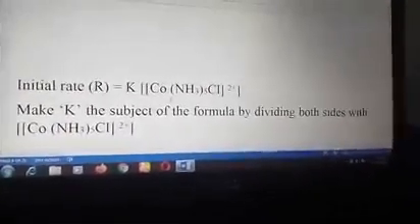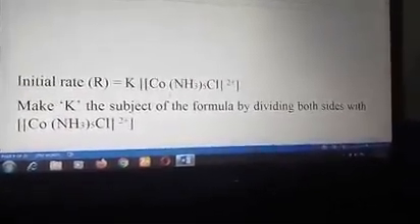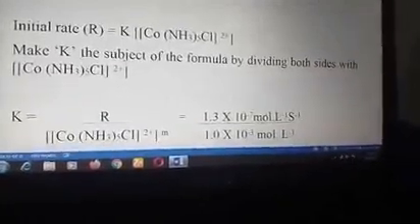We now go to our experimental rate law that we have derived. Okay, we'll make K the subject first. You make K the subject first.